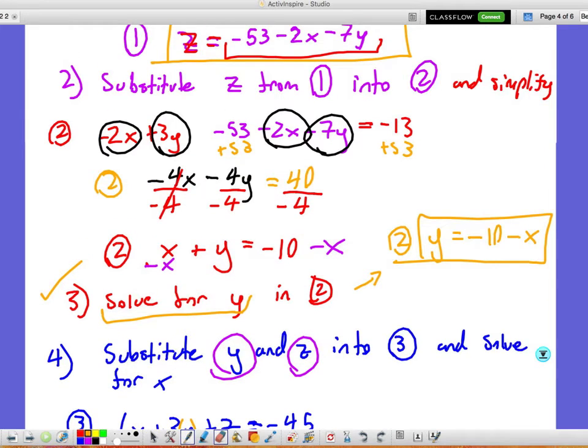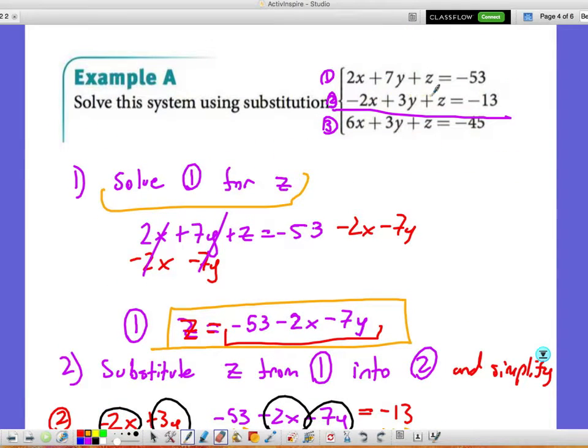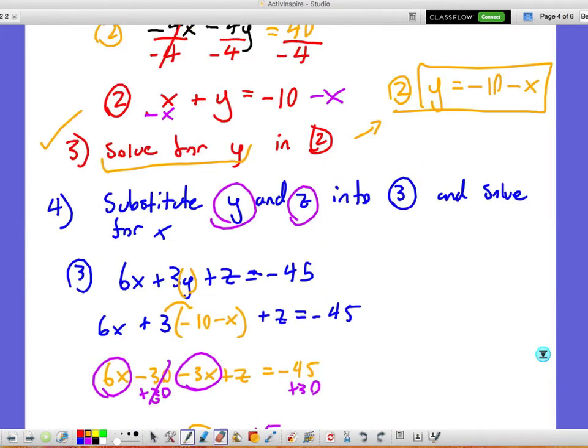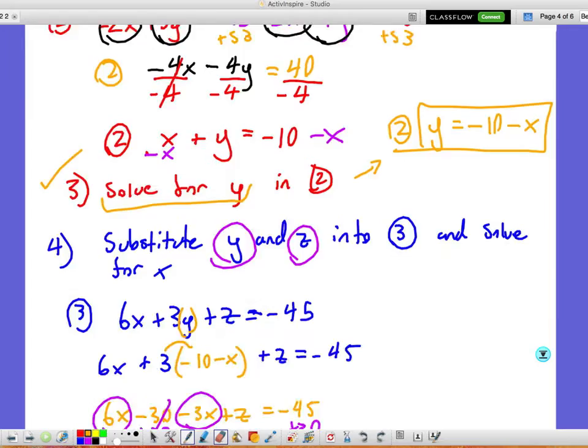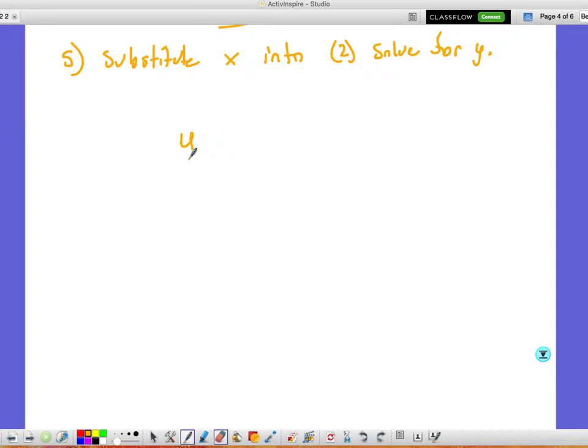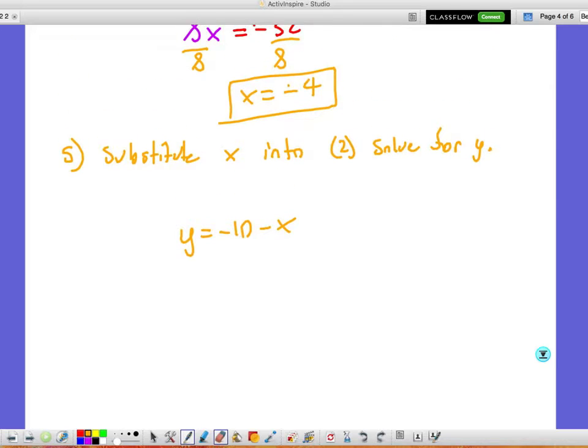Okay, remember the second equation, we started with minus 2x plus 3y plus z, but we ended up changing it so that it is just y equals minus 10 minus x. So y equals minus 10 minus x. But we just figured out that x is equal to negative 4. So when I rewrite this equation, minus negative 4. Be very careful. Don't just put negative 10 minus 4. It's negative 10 minus negative 4.